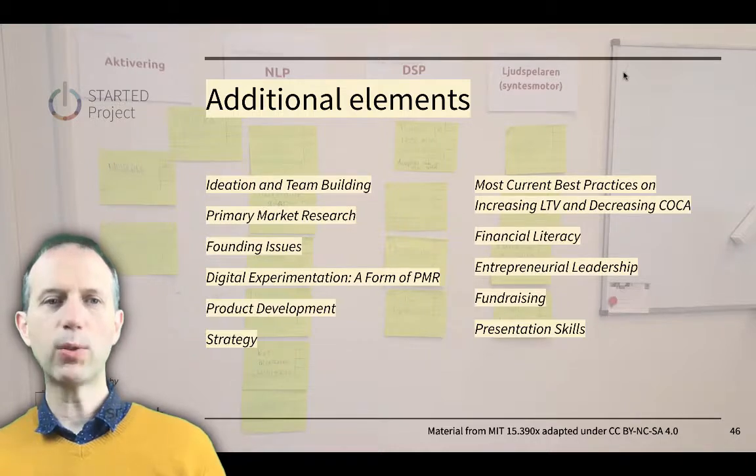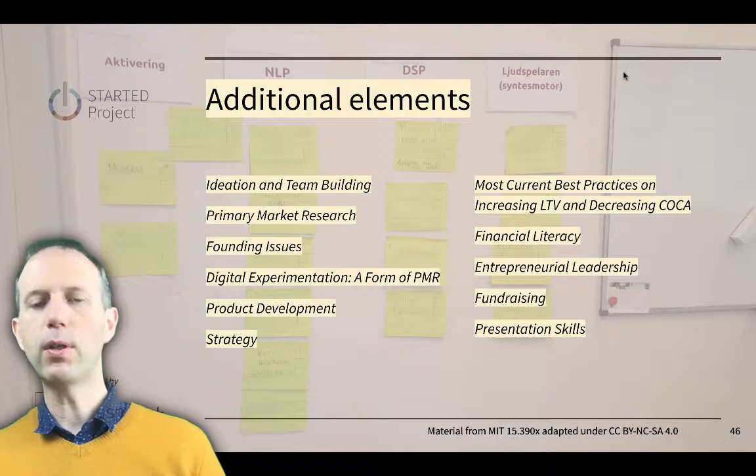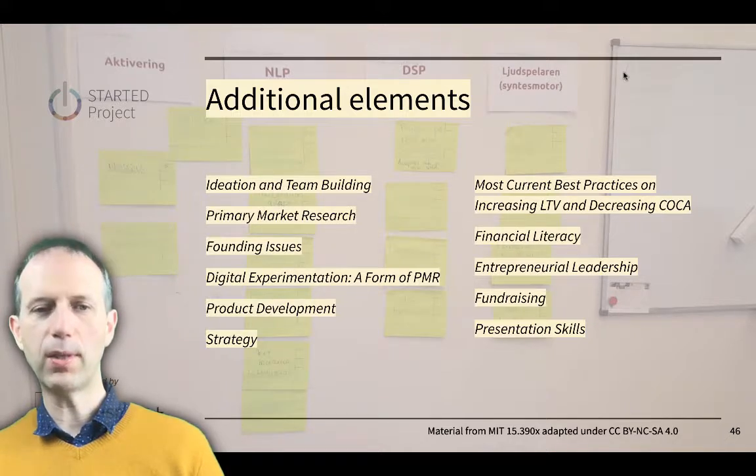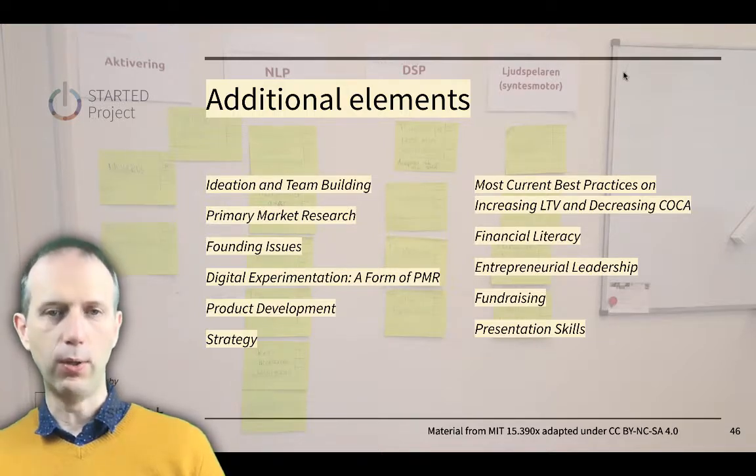Now, there are various additional elements. We will be touching on some of these to a greater or lesser extent, but we will also give resources in terms of finding out more. These include how to ideate and build your team, carrying out primary market research, issues in terms of founding a company, how to do your primary market research through digital experimentation, product development and strategy, and other techniques for increasing the value you get from a customer, but also how you can reduce the amount of money you spend on getting a customer. Relevant elements on financial literacy, leadership, fundraising, and also presentation skills.